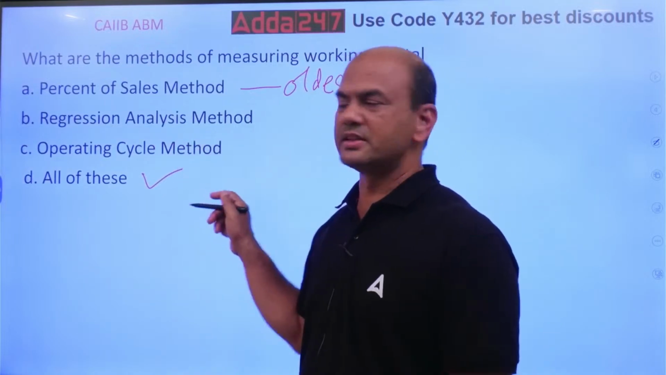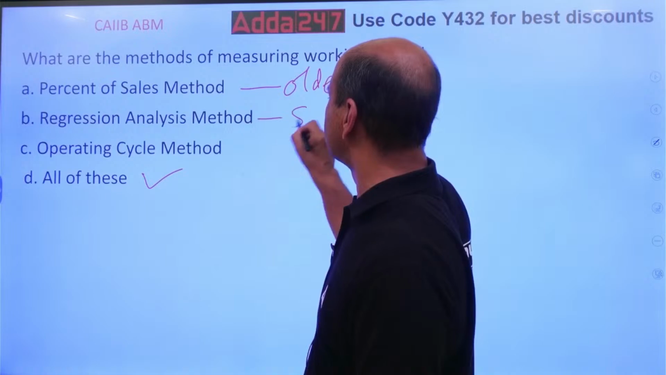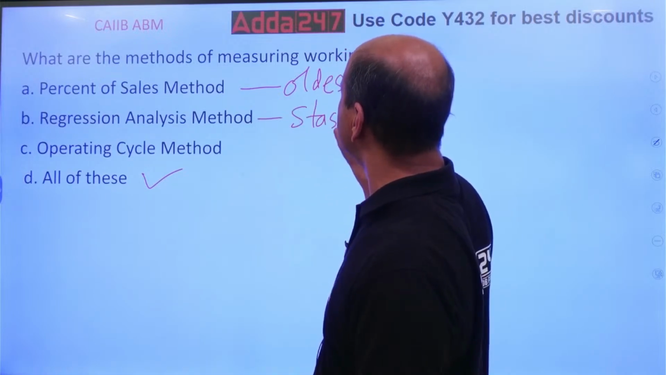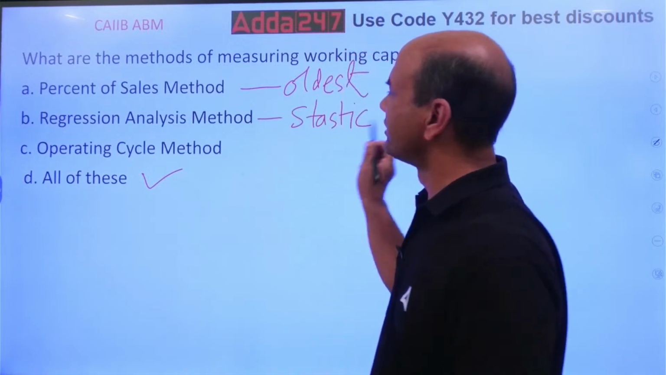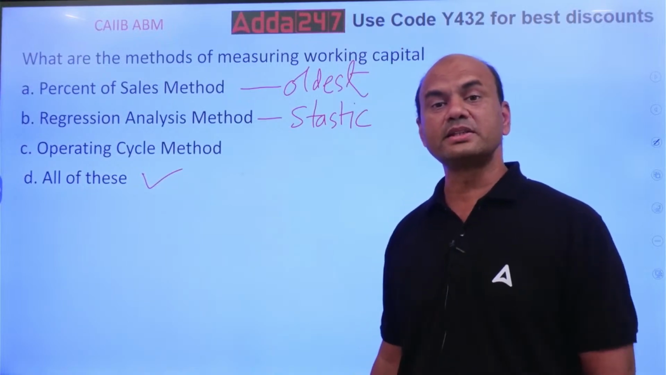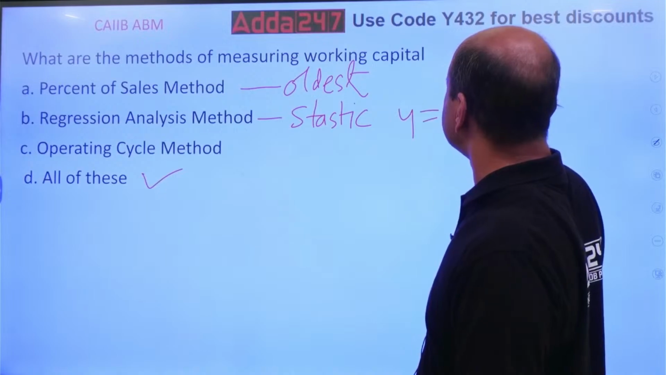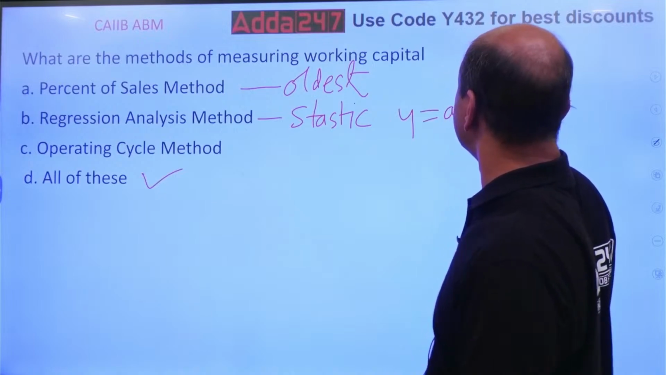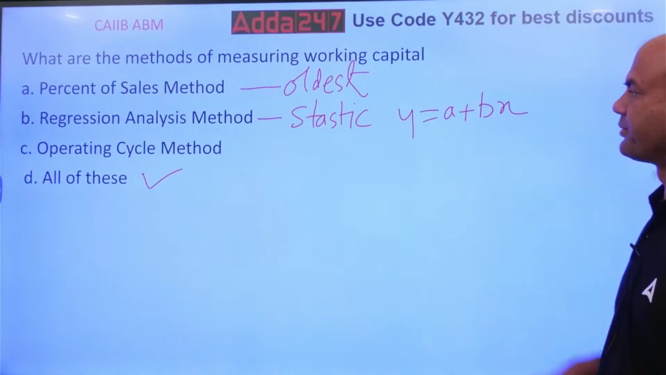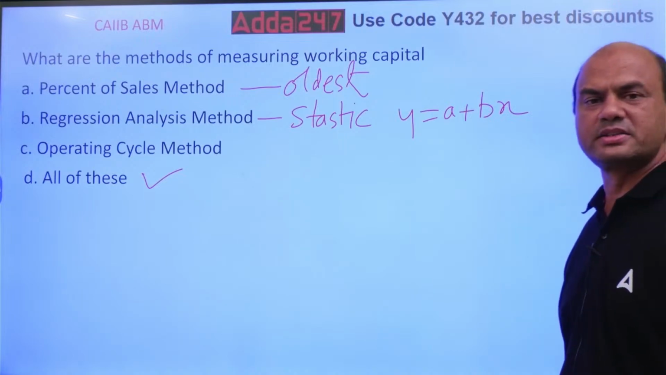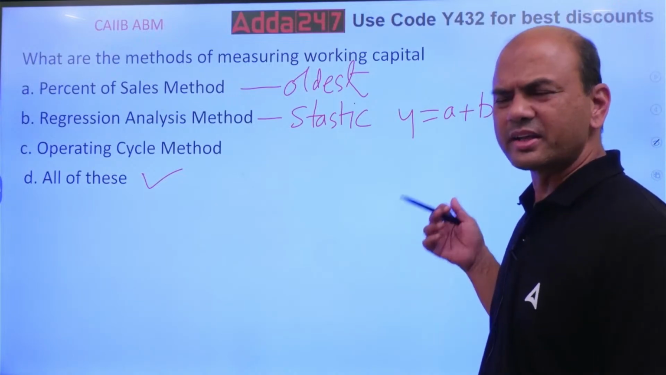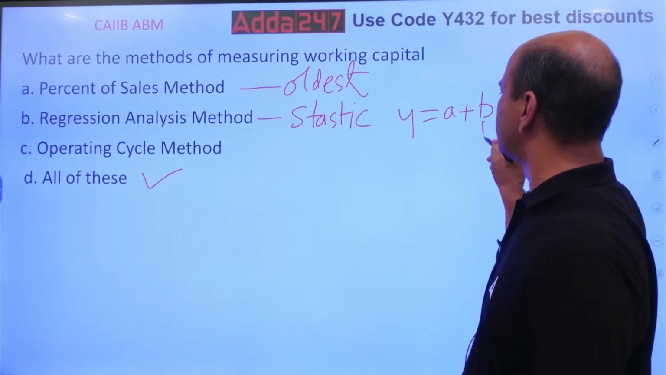Regression analysis. This is a statistical method. You have done this regression in module A, correlation and regression. Y equals a plus bX. Remember? You have done this. Here you have many technical terms. This b is known as the slope.